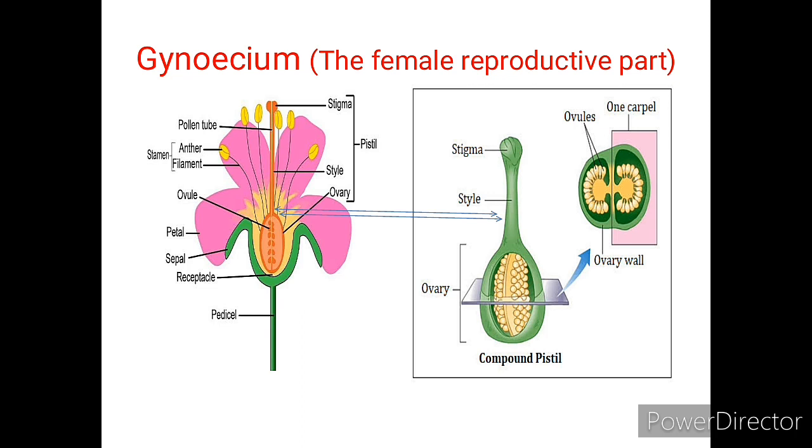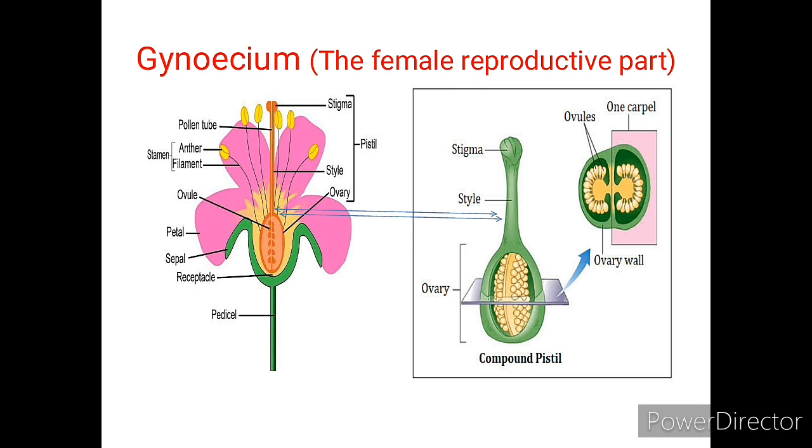You can see in the picture a swollen part situated at the base of the carpel called the ovary. At the base, what is present? Ovary. It contains small round egg-like structures called ovules. So inside the ovary, what is present? Ovules are present. This is the egg cell. The female reproductive cells or gametes are present inside the ovule.